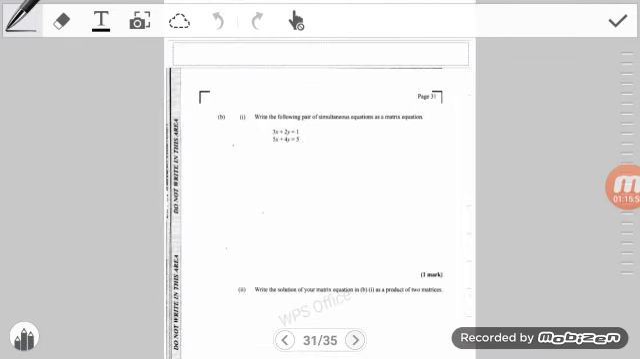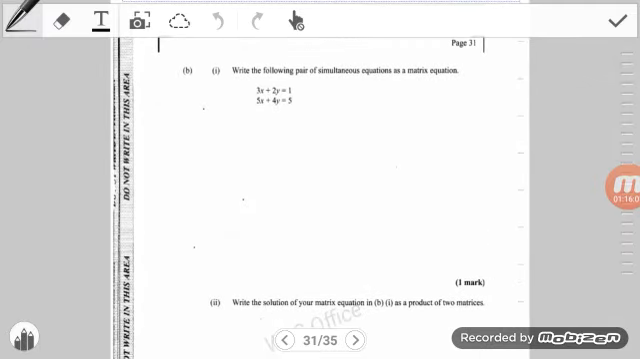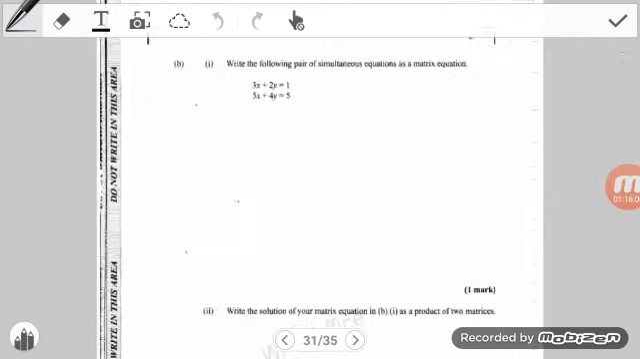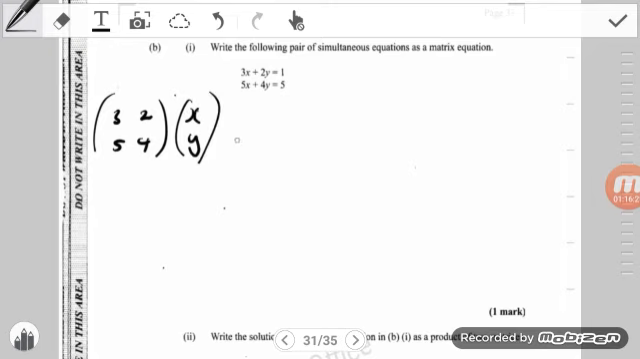Alright, so we're going to move on now to this section here that says write the following pair of simultaneous equations in the matrix equation formation. Alright, so to do this, we just simply take out the coefficients of the equation, which is 3, 2, 5, 4. And then we're going to write the variables that we're looking for, which is x and y in one matrix. And that's going to be equal to the result of the equation, which is 1, 5. Alright, so that's straightforward.